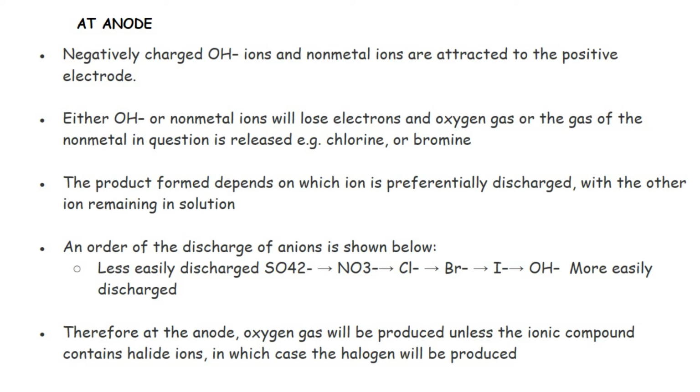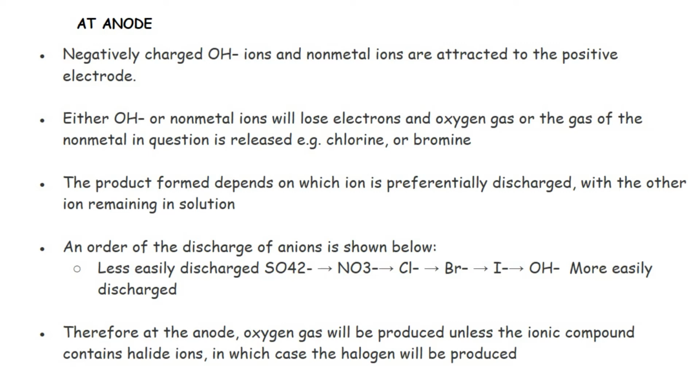Now at the anode, what happens? Negative ions will be attracted to the positive electrode and get oxidized. So either OH minus or nonmetal ions will lose electrons, and oxygen gas or the gas of the nonmetal in question is released. This also depends on the preferential discharge, and there is an order for the discharge of anions. Less easily discharged are sulfate and nitrate, and it increases towards the right: chloride, bromide, iodide, hydroxide. So when hydroxide comes, it becomes more easily discharged.